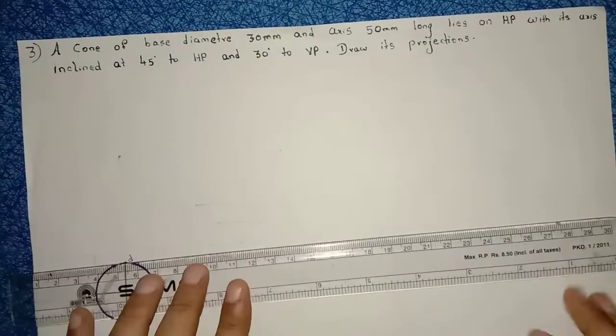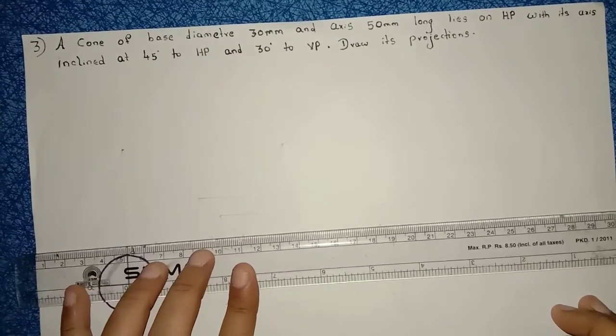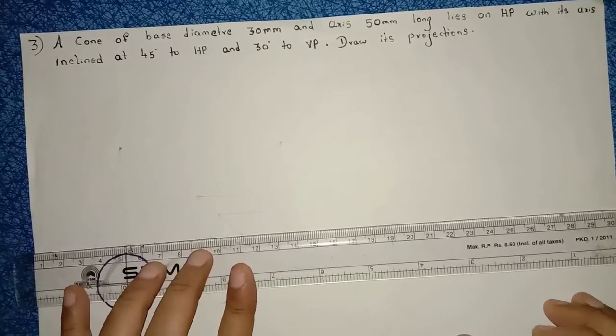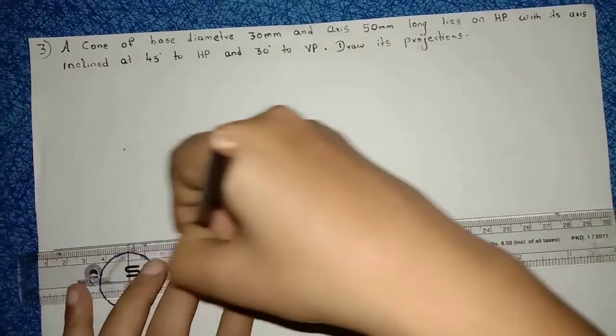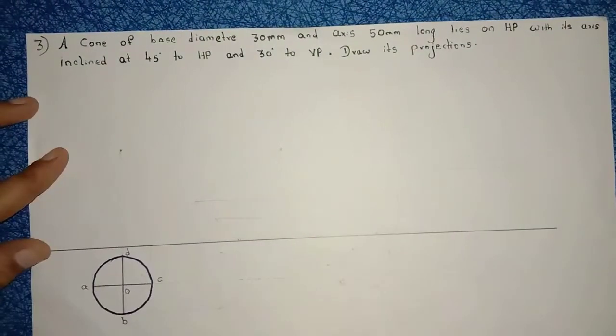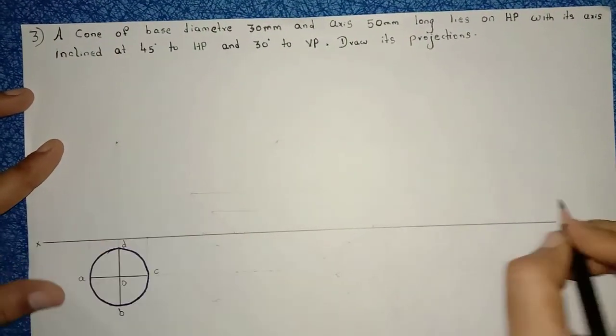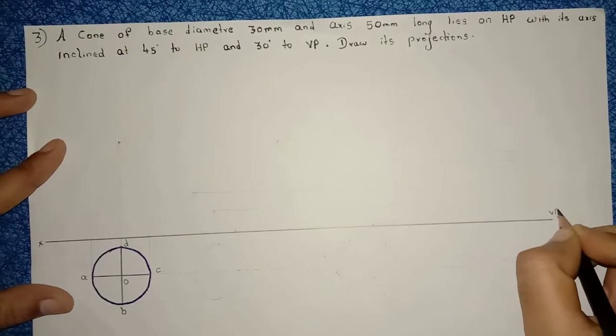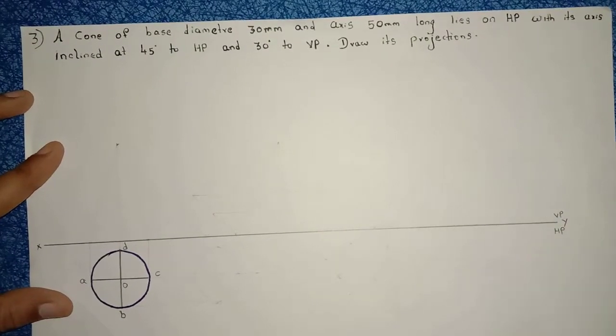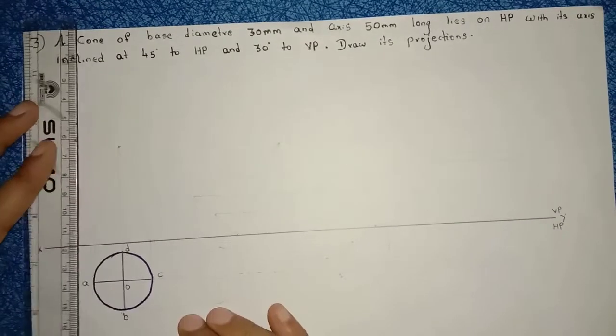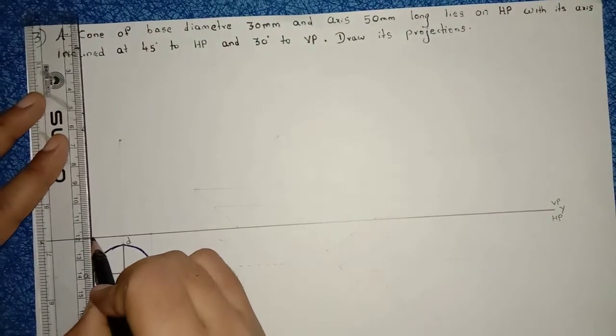After constructing the cone, leave a 5 mm gap and draw the reference line of any length. Name it as XY, vertical plane, horizontal plane. Now project all these corners of the cone till this reference line.